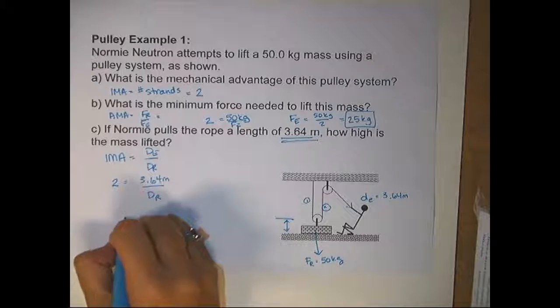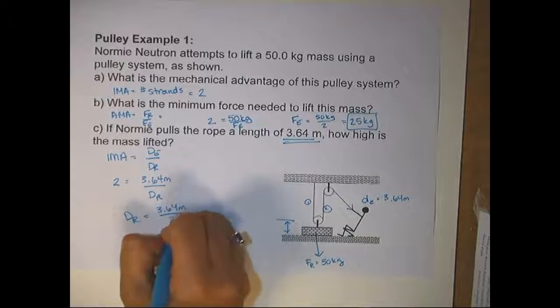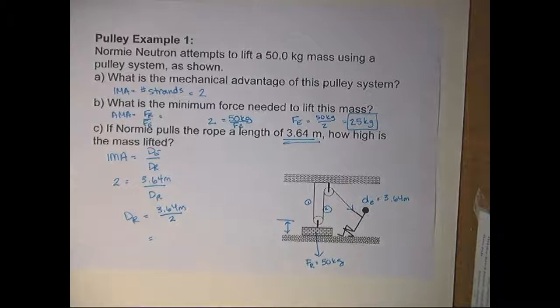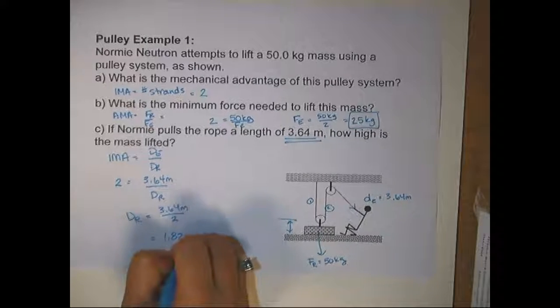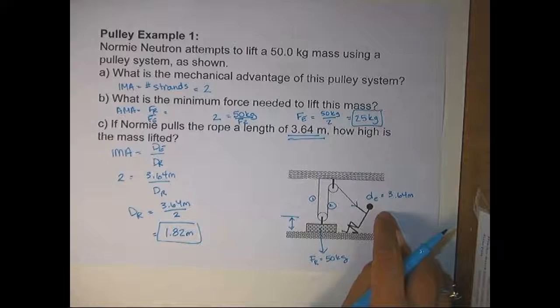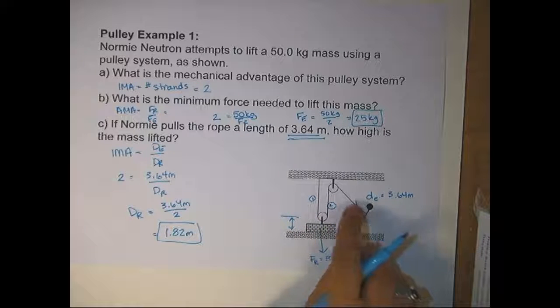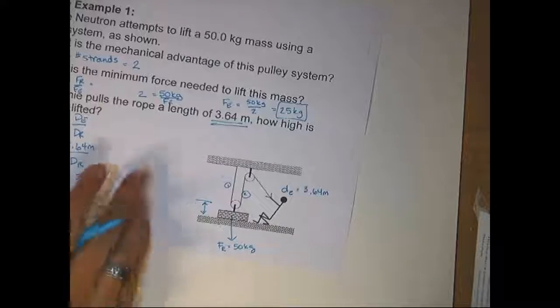Again, use your cross multiply. DR will equal 3.64 meters divided by 2. Let me grab my calculator and do it really quick. 3.64 by 2. And I get 1.82 meters that it's going to move up. So the bonus is I don't have to pull as hard, but I have to pull out twice as much rope as I get lift. Okay, now let's do our other example.